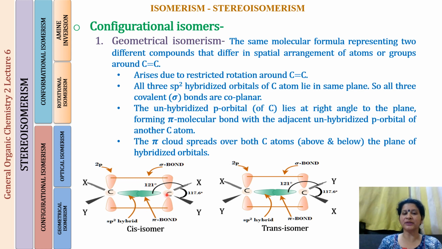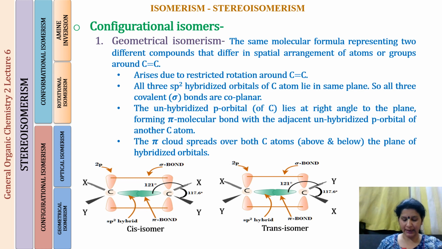So now if you look over here in this figure, you can see that we have the two carbons forming the carbon-carbon double bond. These two X atoms are on one side and the two Y atoms are on the other side. In this structure, you can see that the X's are diagonally opposite to each other and the Y's are diagonally opposite to each other. So this is going to be called a cis isomer. This is called a trans isomer.